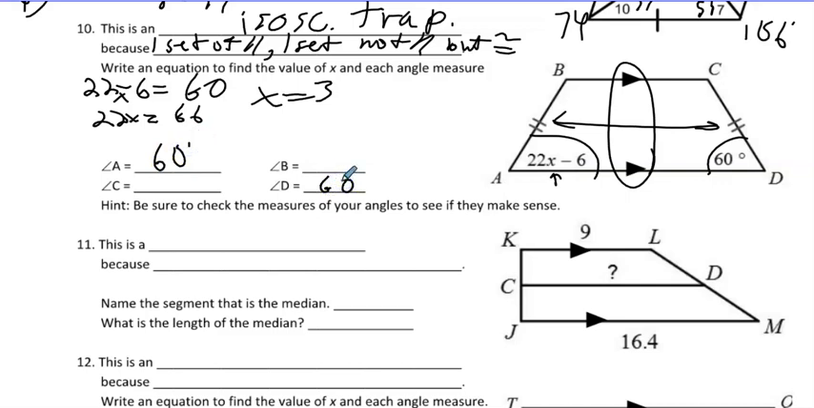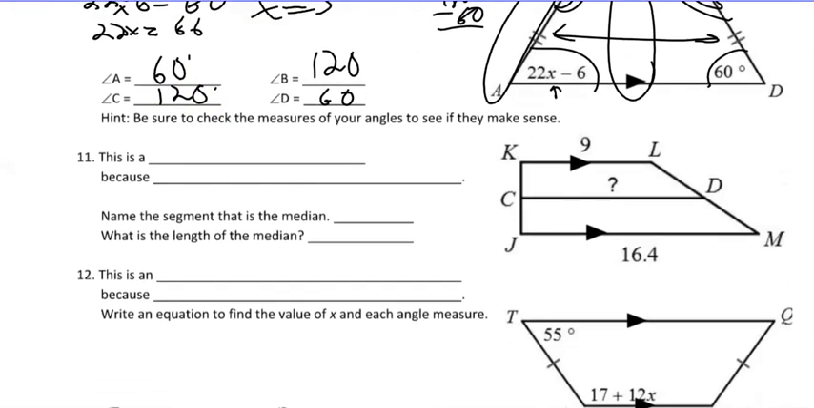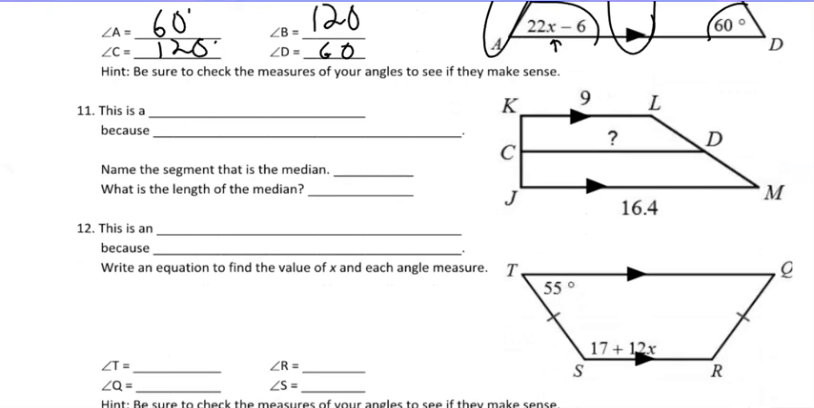Now, how do we find B and C? Well, they're congruent to each other. And remember, B and A are supplementary. So 180 minus 60 gives us 120 for B and C. Number 11. This is a trapezoid. Now, it's just a regular old trapezoid because we have one pair of parallel lines and these two are clearly not parallel.